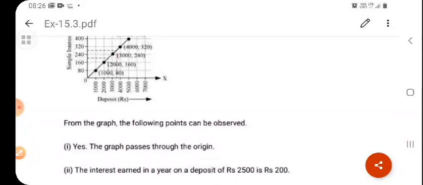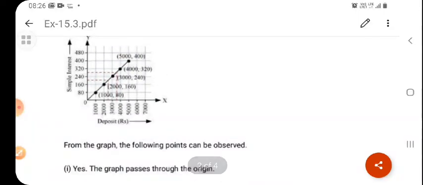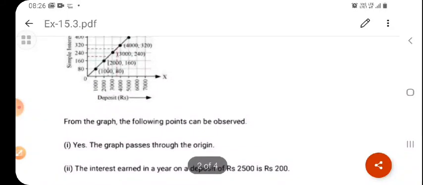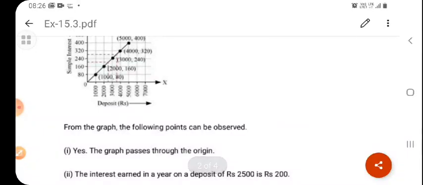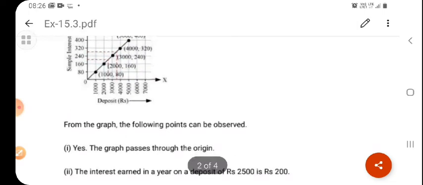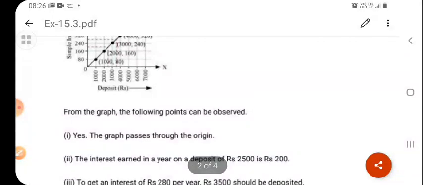interest earned in a year on a deposit of rupees 2500. So for 2500 the simple interest earned is 200 rupees. Okay, so 2500 lies between 2000 and 3000, and for this the interest is 200 rupees. You can see the interest through the y-axis, which is between 160 and 240.